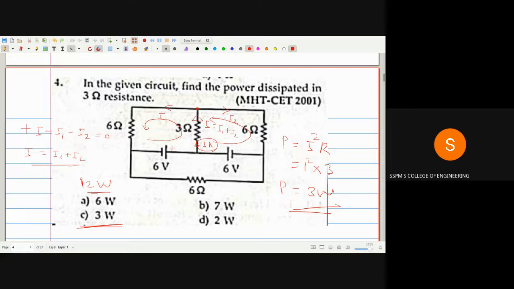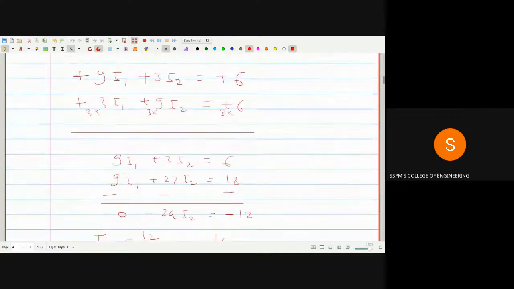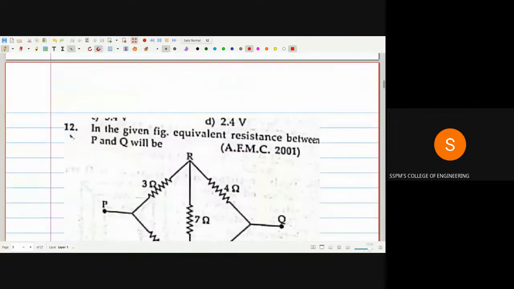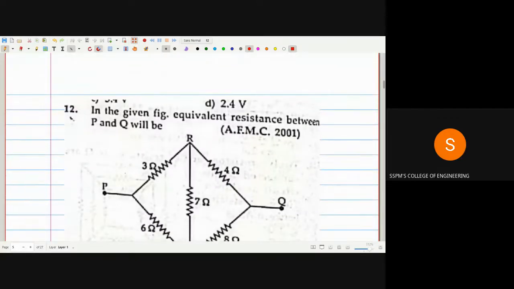आर यू गेटिंग हाऊ टू सॉल्व? इथं आपण कुठले टूल यूज केले? केव्हीएल आणि केसीएल इथं वापरला आपण टू डिटरमाइन द पॉवर डिसिपेशन इन 3 ओम. एकदम सिंपल एक्झाम्पल असतात. तुम्ही थोडं प्रॅक्टिस केलं ना तुम्हाला आयडिया येईल कसं सॉल्व करायचं. हे एक्झाम्पल बघा एकदम सिंपल आहे.